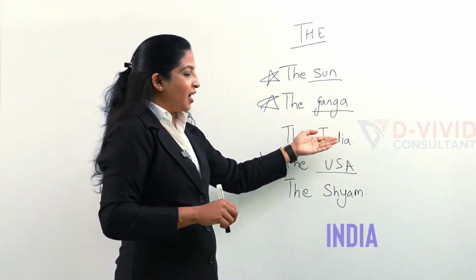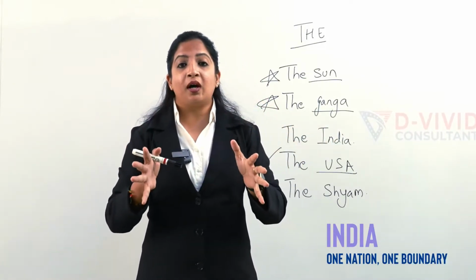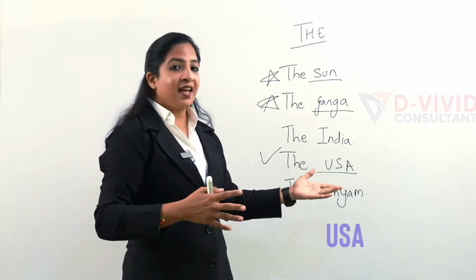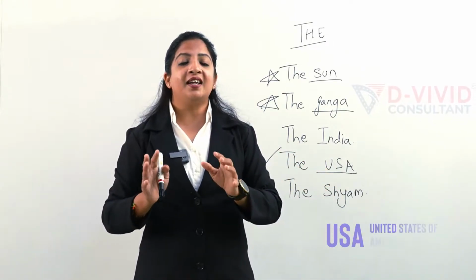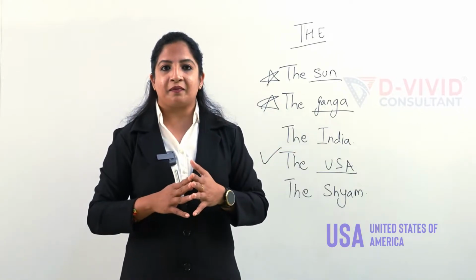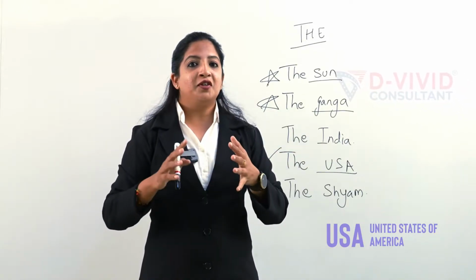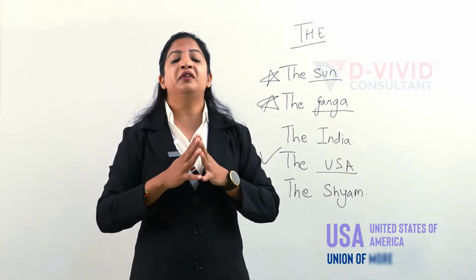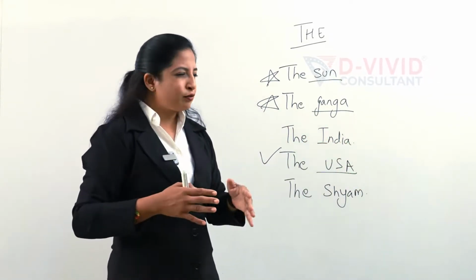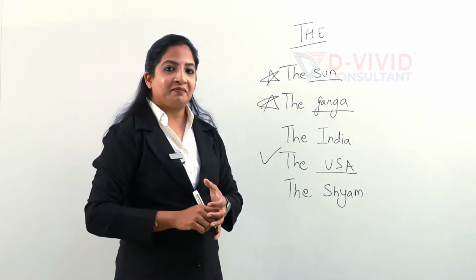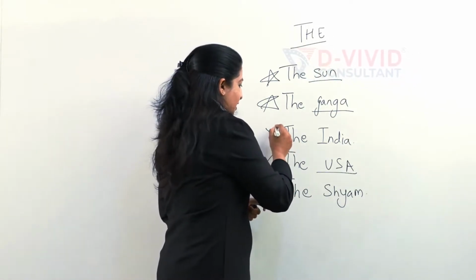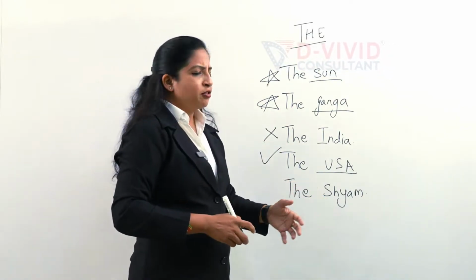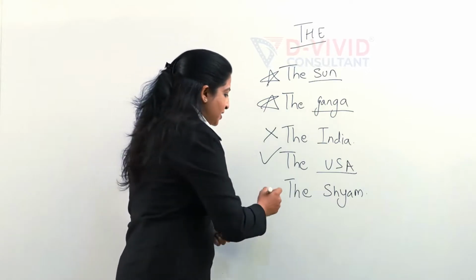If I say India, so India is one nation, one boundary. But when I say USA, it says United States of America. When I have UK, United Kingdom, which means it is a union of more than one, and so we put 'the' before them, and that is the reason this is incorrect. Now what about Sham? Again Sham is incorrect.